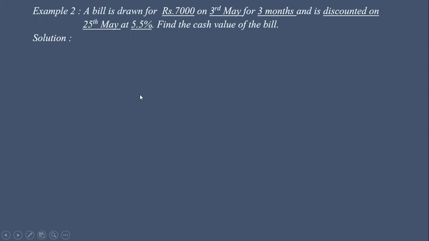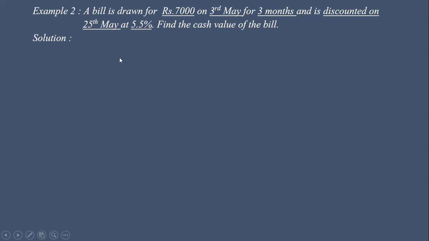Now consider this example. In the previous example, the period was directly given. Now in this example, a bill is drawn for rupees 7,000 on 3rd May for 3 months and is discounted on 25th May at 5.5%. Find the cash value of the bill. In the previous example, the date of discounting was not given. Directly the period from date of discounting to legal due date was given. But in this example, discounted on 25th May, that is the date of discounting, is given.